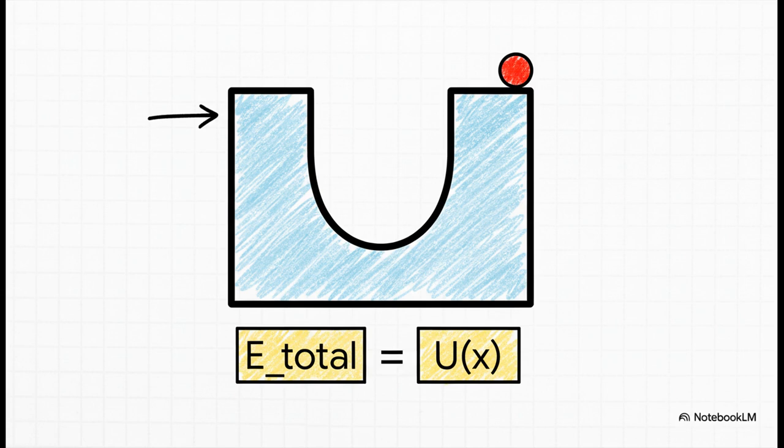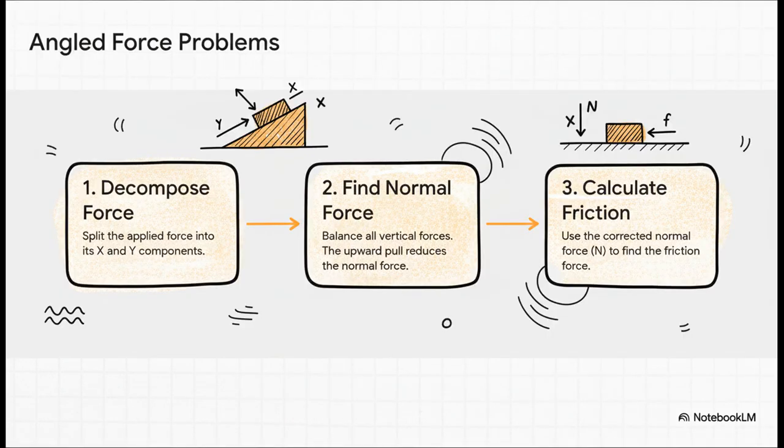It's just algebra. Okay, this slide is huge. This is a mistake I see students make all the time. When you pull something at an upward angle, you're not just pulling it forward, you're also lifting it a little. This means the surface doesn't have to push up as hard, so the normal force gets smaller. And since friction depends directly on the normal force, less normal force means less friction. It's a really neat trick to remember.